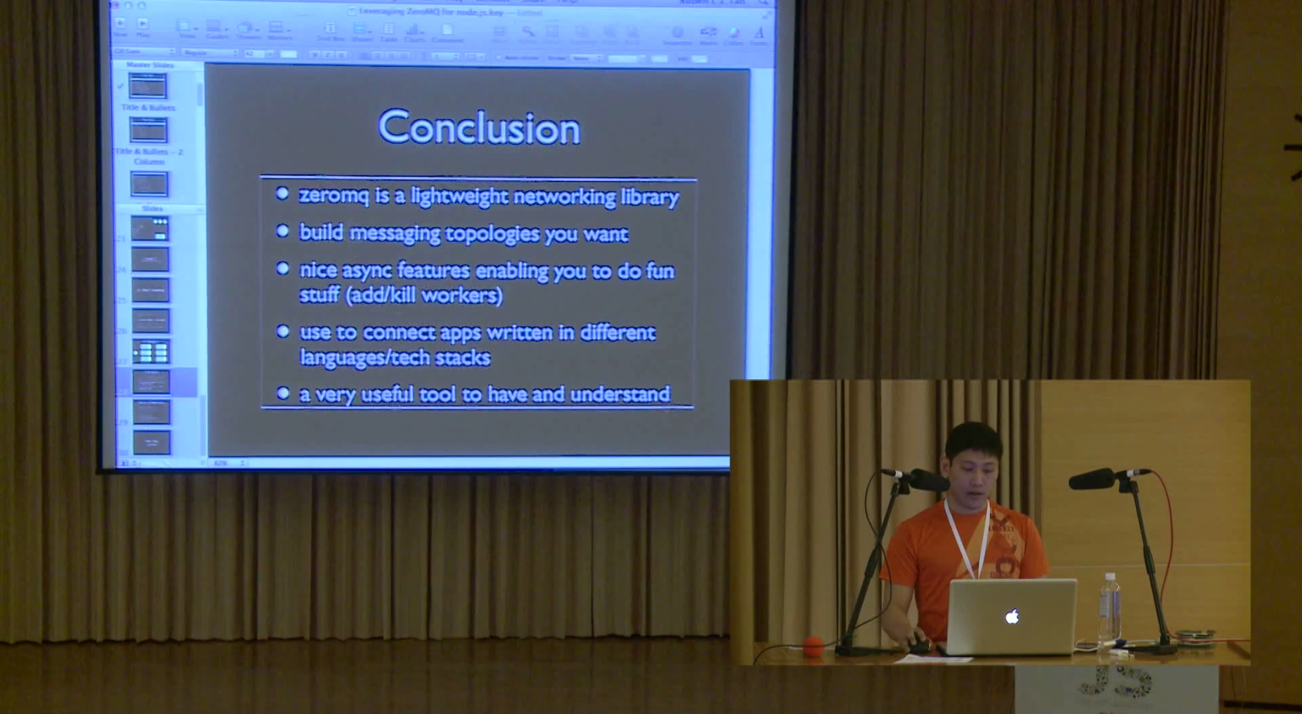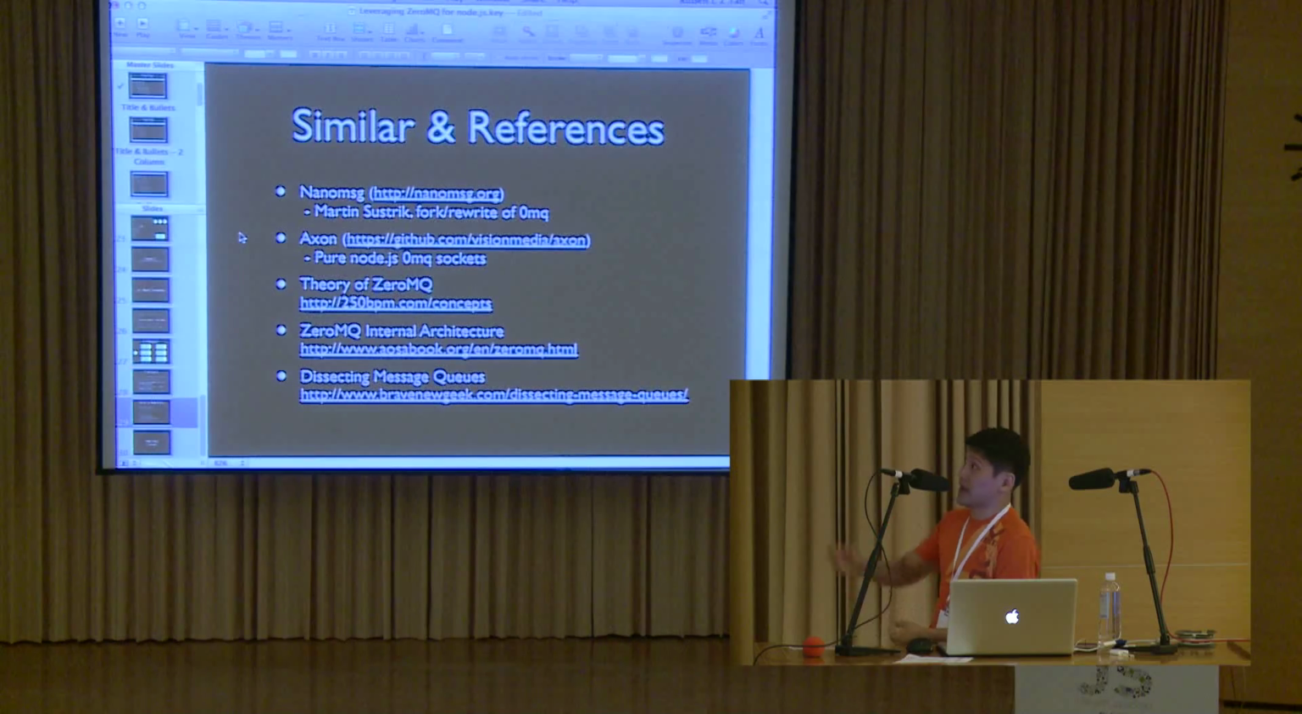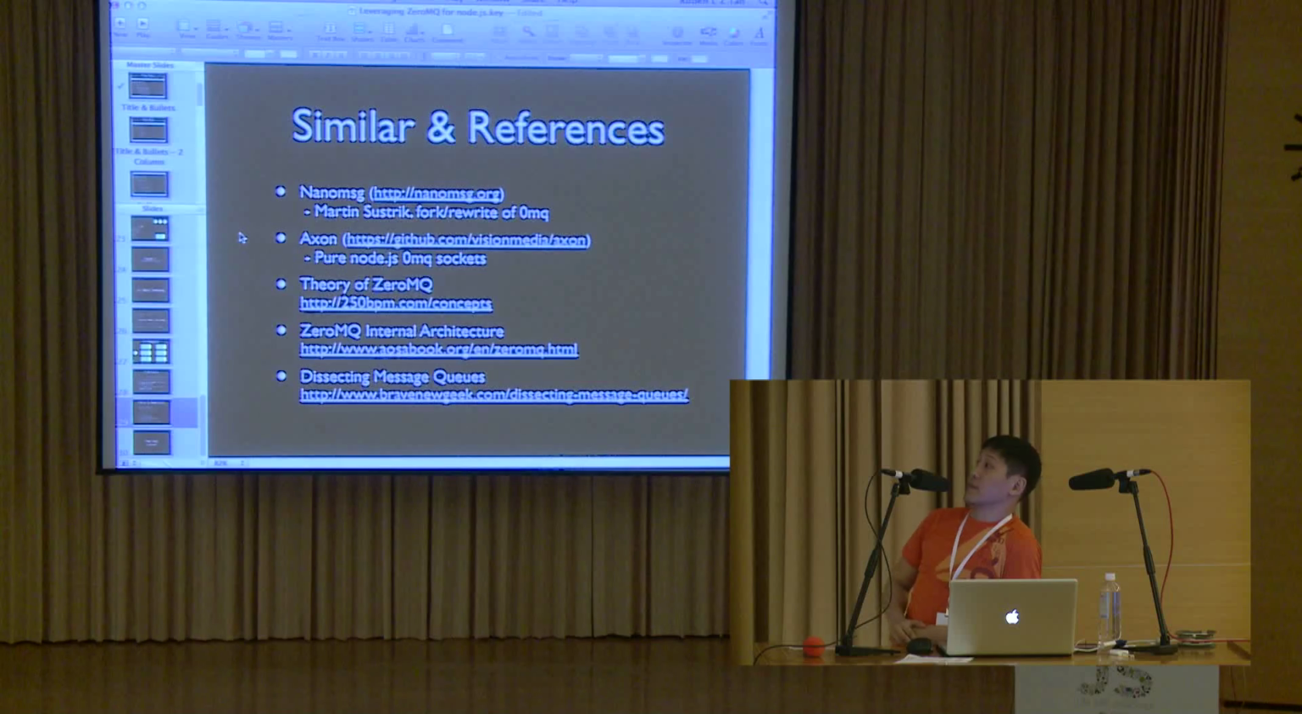So, for further references on similar projects or offshoots, you can look at NanoMessage. NanoMessage is a fork written by Martin Sustrick, who is one of the founders of ZMQ. It's ZMQ rewritten in pure C, and it addresses some of the drawbacks of ZMQ. Next you have Axon. Axon is done by Vision Media. You should know who Vision Media is if you are using Node.js. They came up with Axon, which is a pure Node.js implementation of ZMQ.